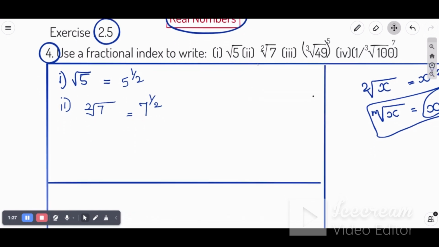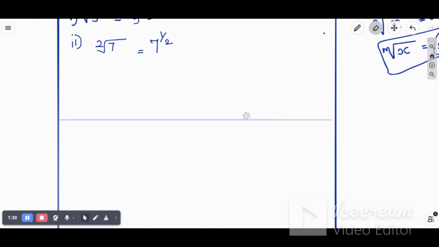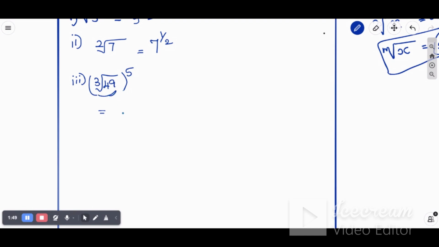Now the next question is cube root of 49 to the power 5. Let's move to the lower part and write the question here. The third question is cube root of 49, the whole power 5. Please be clear when you write your question so you may not end up with an entire mistake. First let us deal with the inside part of the bracket. I'm going to put the bracket as such and the power as such. So 49 power, what is that? 1 by 3. Very good.